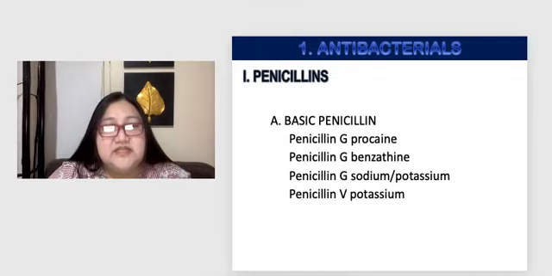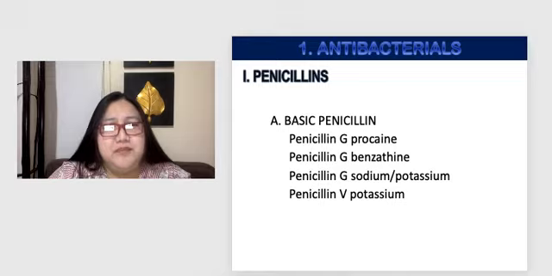Si penicillin G benzathine naman is a long-acting penicillin. Okay, remember also, yung mga penicillin, if you add probenecid sa discussion natin ng anti-gout medications last time, plus probenecid, it increases penicillin in the blood. Okay, so you have to cautiously give these 2 drugs together.